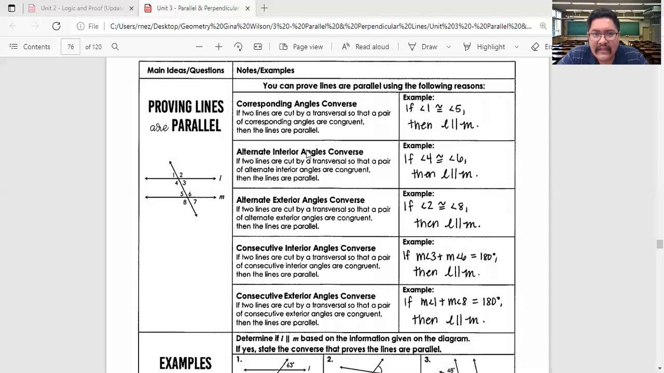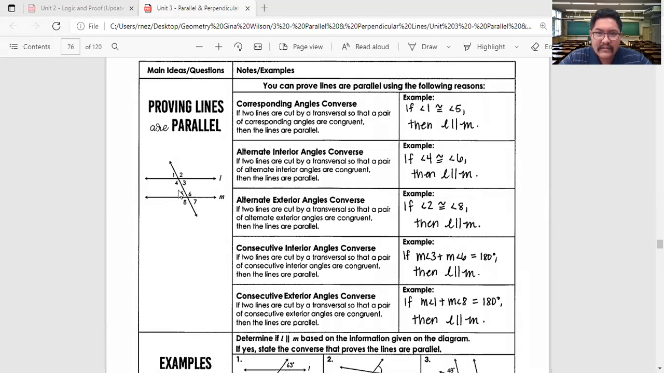So alternate interior angles converse. The next one here: if two lines are cut by a transversal so that a pair of alternate interior angles are congruent, then the lines are parallel. So here they have 4 and 6. Remember, alternate means the transversal, so it's like a switch. It's switched sides, so it's different sides. Alternate interior means that they are on the inside of the lines. In this case, they are on the inside of L and M.